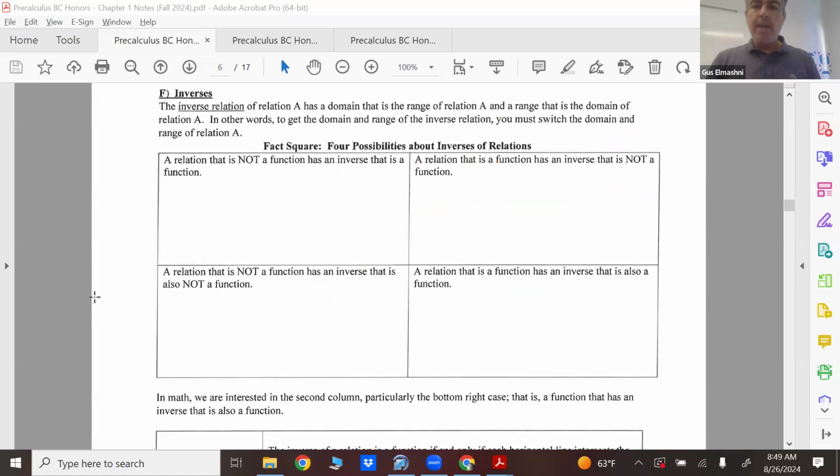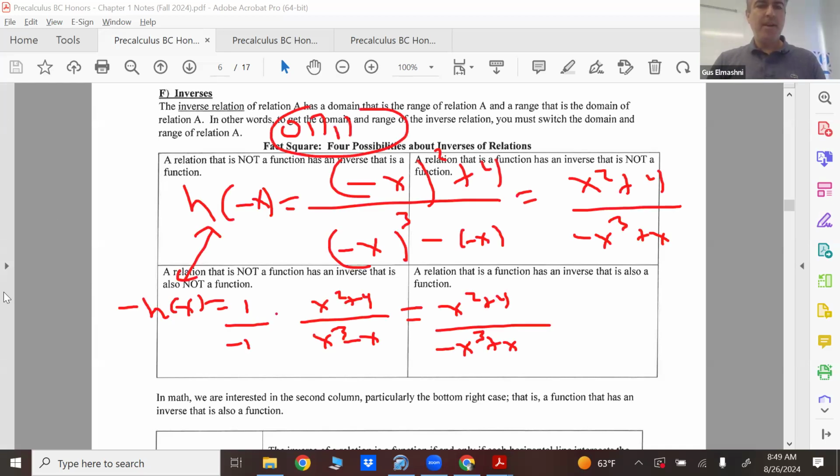So the domain and range of one relation will be reversed. The inverse relation of relation A has a domain that is the range of relation A. Sorry, the inverse sounds very confusing. Let me just clear this up. A relation is not a function. Let me just draw pictures here. That might help you guys.